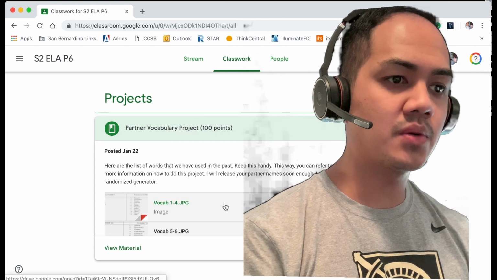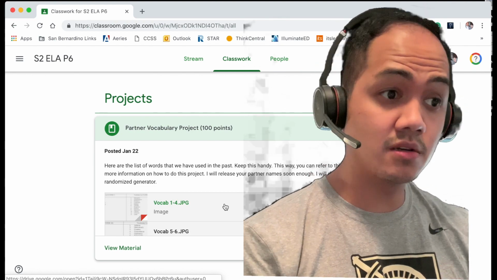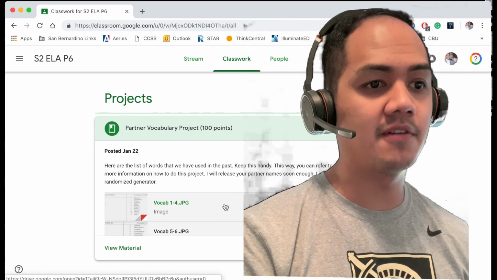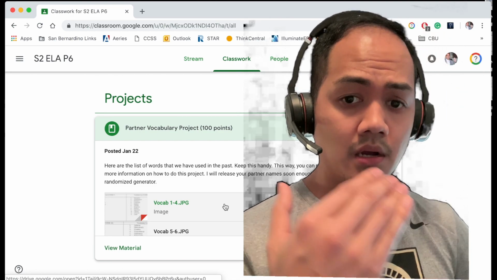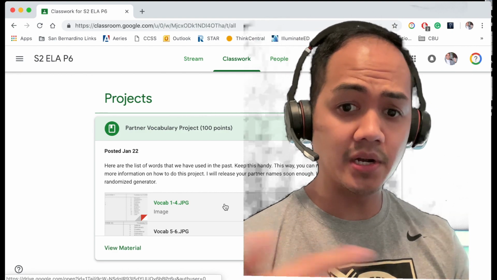It says, here is the list of words that we have used in the past. Keep this handy so you can refer to this later, and stay tuned for more information on how to do this project. I will release your partner names soon enough. I drew them from a hat, which I did. So remember, try not to trade any partners, because I already have a list of who I'm grading to whom.